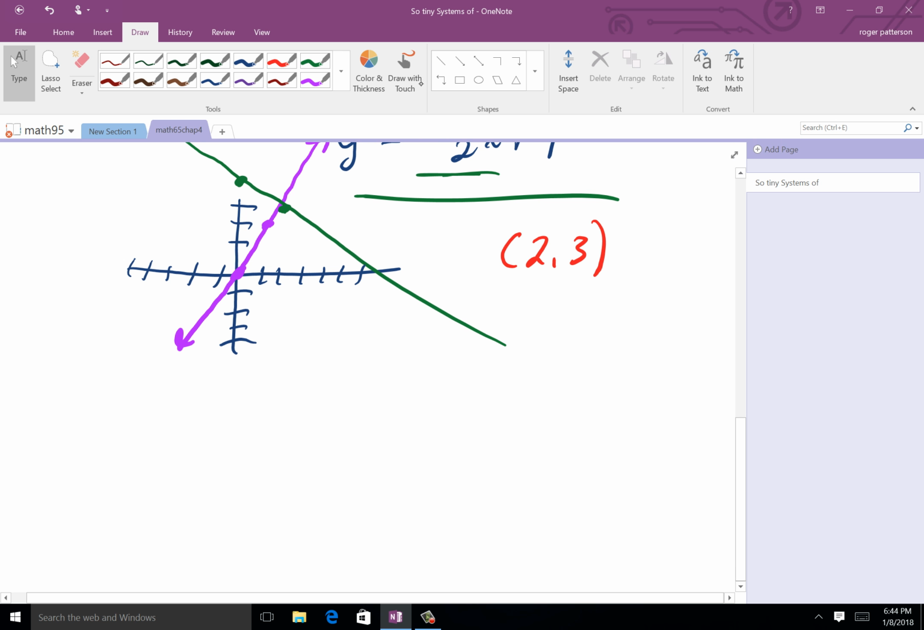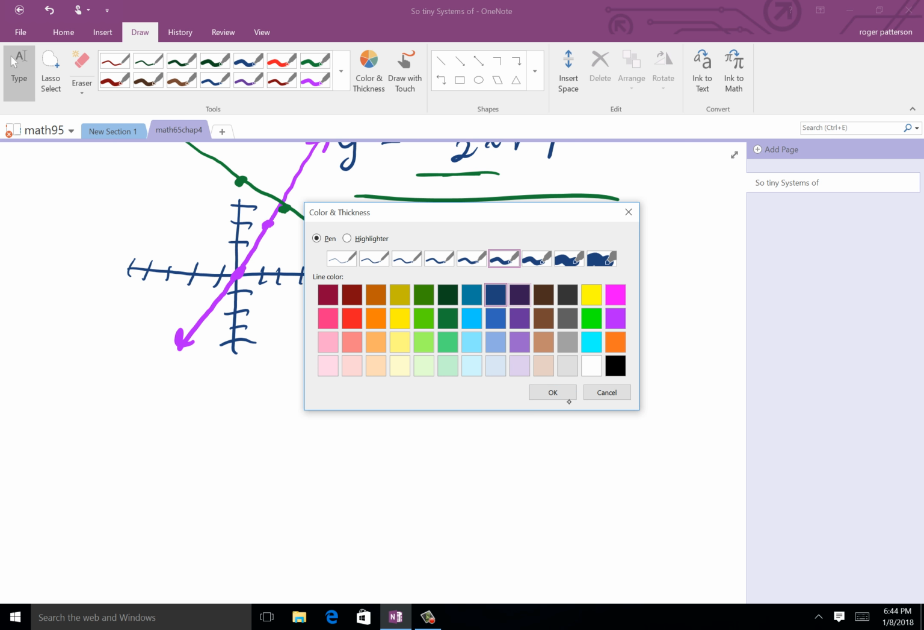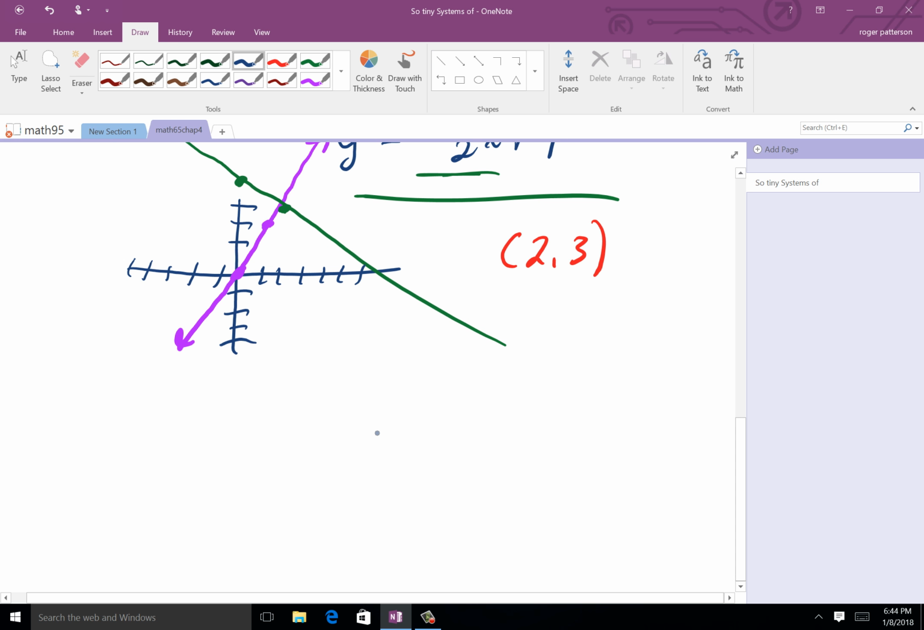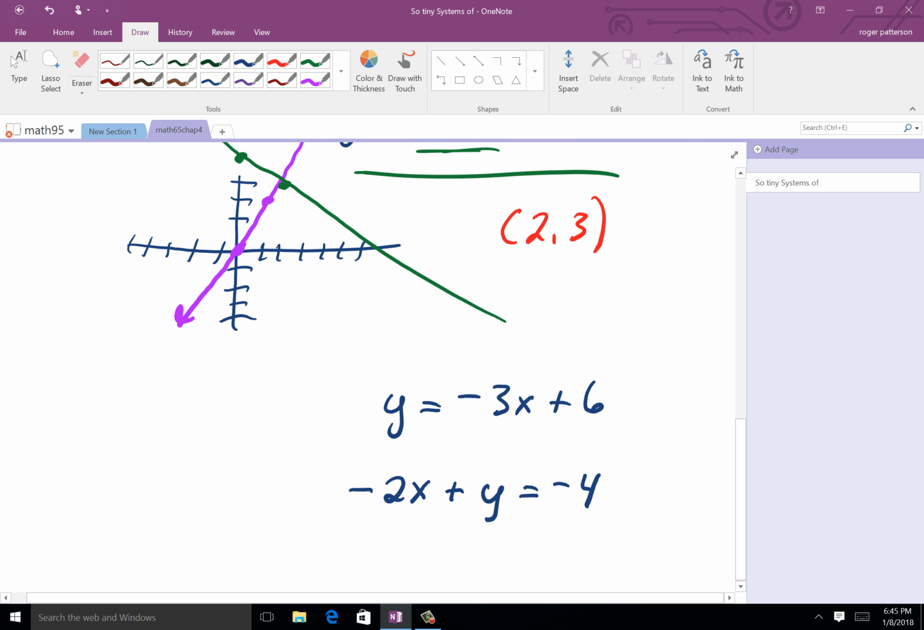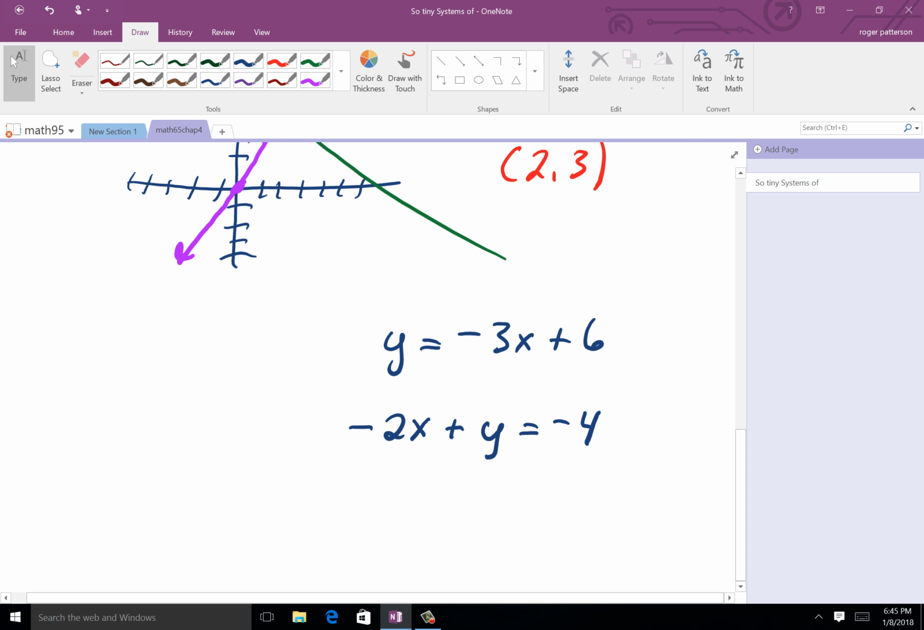Okay, so let's see. I was doing this color here. So we'll try another one. Let's make it a little different. Let's go with y equals negative 3x plus 6. And what if we went like this? 2x plus, let's make it negative, y equals negative 4.